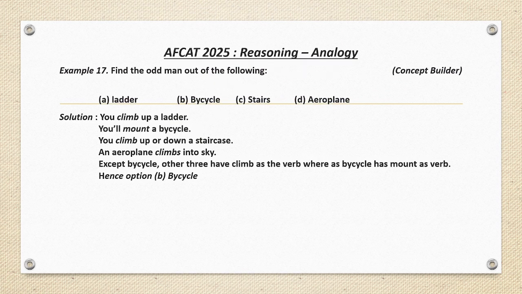Okay, so let us see. Ladder, bicycle, stairs, aeroplane. Okay, here what is the relation, right? It is a verb. Okay, now you climb up a ladder. We climb a ladder. You will mount a bicycle, right? Next, you climb up or climb down a staircase. An aeroplane climbs into the sky, right? So for three words, the verb is climb, whereas for one word, the verb is mount. Okay, so that is the odd man out.